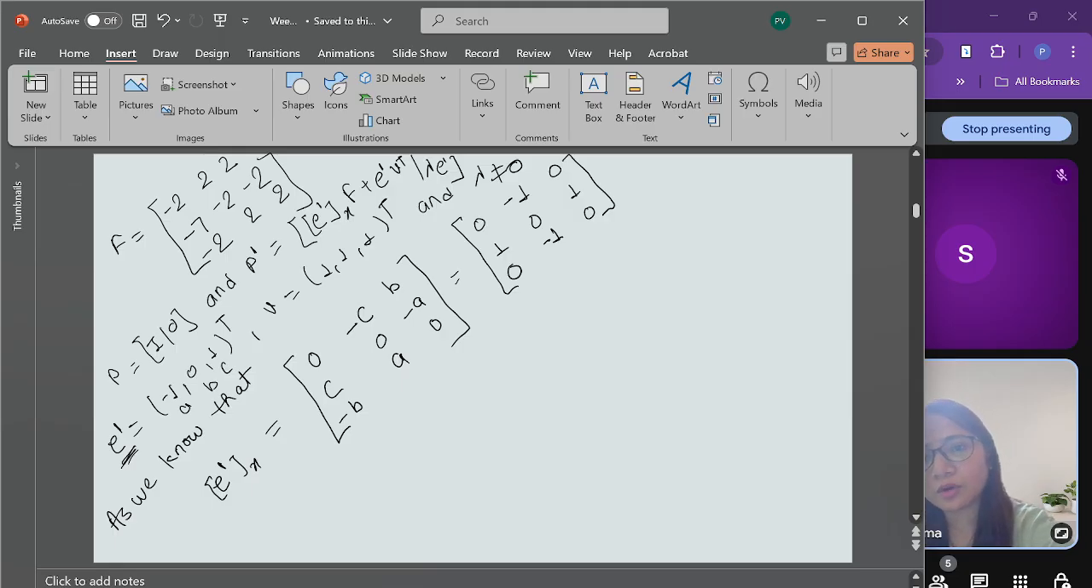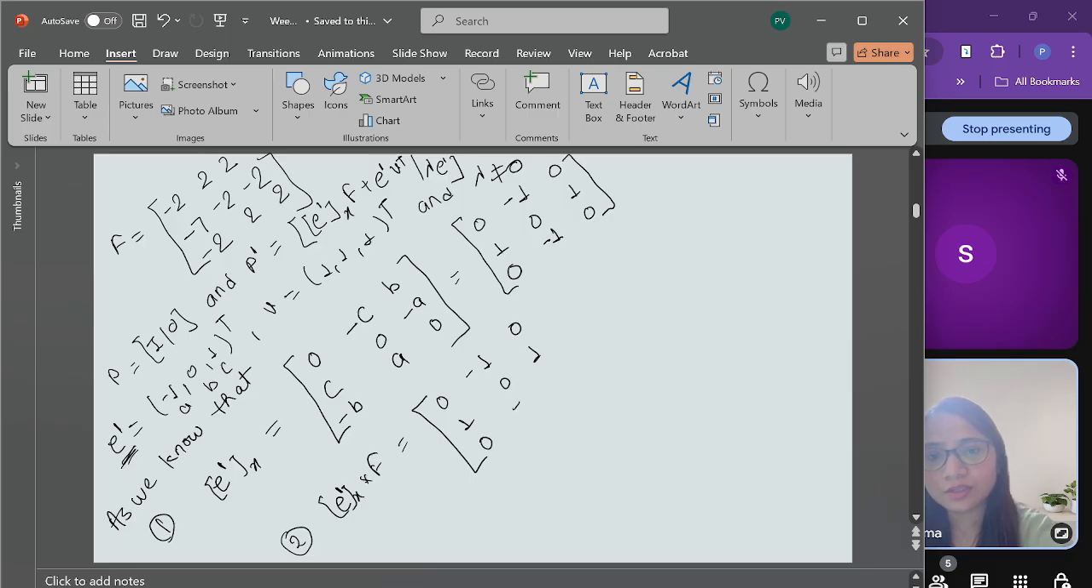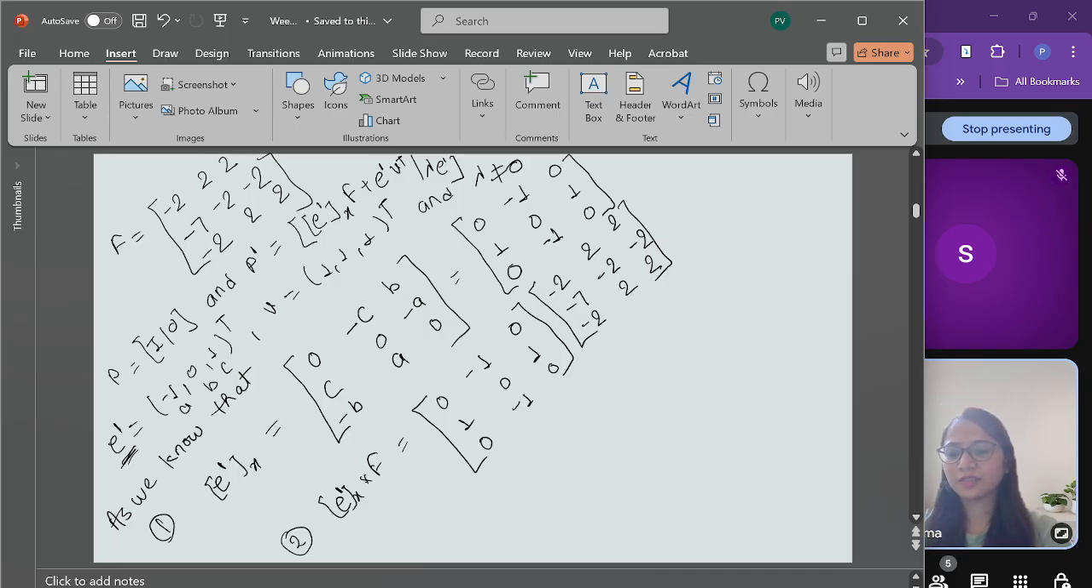Now the next step is to multiply E dash X with the fundamental matrix F. So the first step is this, and the next step is E dash X into F. We already have this matrix [0, -1, 0; 1, 0, 1; 0, -1, 0] and F as [-2, 2, 2; -7, -2, -2; -2, 2, 2]. Now we have to just multiply these two matrices. Can you multiply these two matrices?